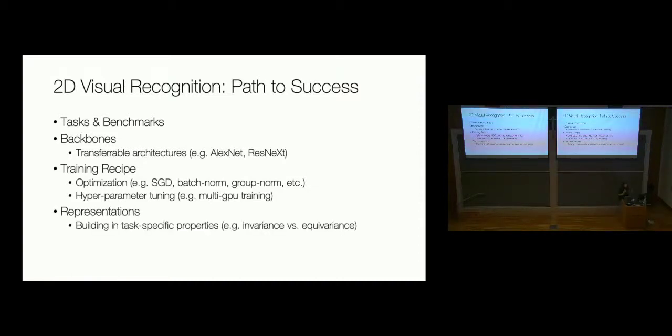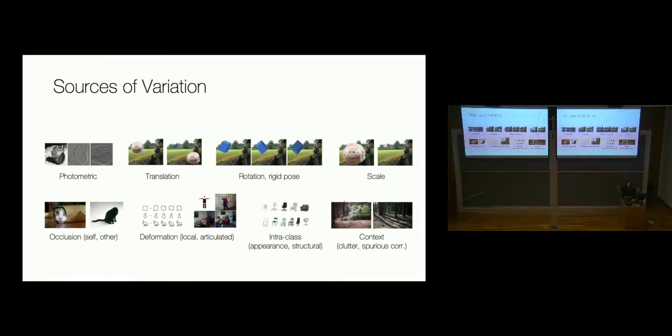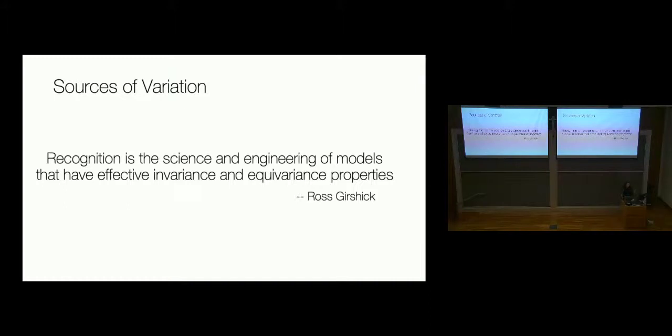But most importantly, researchers in 2D visual recognition have built representations that tackle the tasks that they want to address, which means that they take care to check whether these representations have the right properties. For example, invariance versus equivariance. We want these representations to tackle the sources of variation that we have in our visual inputs. These variations go all the way from pixel intensities, like photometric intensities, to semantic variations, such as intra-class variation, or even scene context. And to quote my collaborator, Ross Girshick, who is kind of the king of object detection, he says that recognition is the science and engineering of models that have effective invariance and equivariance properties.